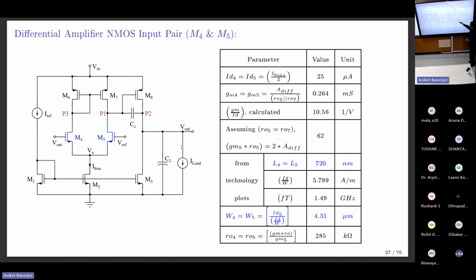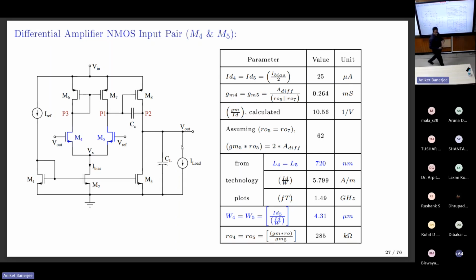So what you have decoded here is all the DC operating points about this M4, M5. I know the GM of this M4, M5. For a given ID and for this given gain, I have arrived at W and L. If I use this W and L, I'm going to get this RO and this GM in the DC operating point. Okay, this step is okay.